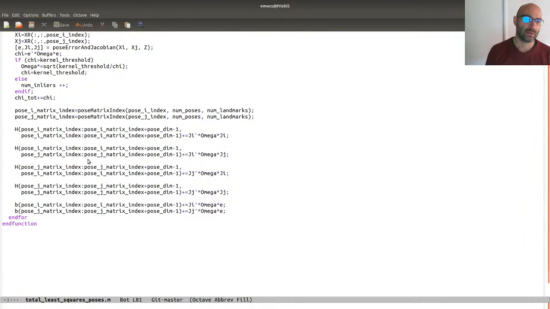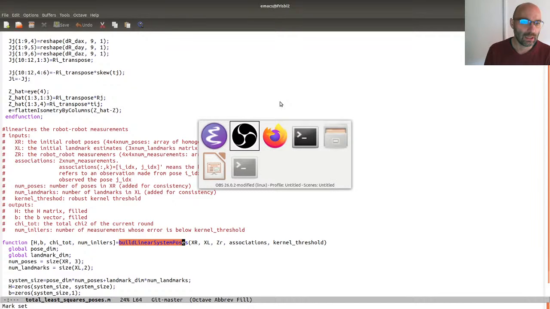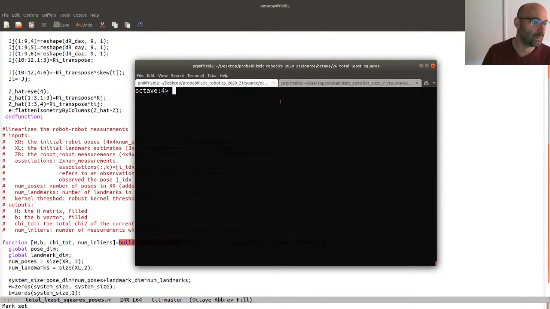the other part. Clearly, the pose-matrix index and the pose-landmark index, so the indices inside the matrix, will be different in this case. Okay? And I've done my program, right? I think I unveiled every aspect. Now, by enabling or disabling some of these build the linear system poses, build the linear system landmarks, and so on and so forth, I can have fun and I can compose the different aspects of this machinery. And let's see how it works.